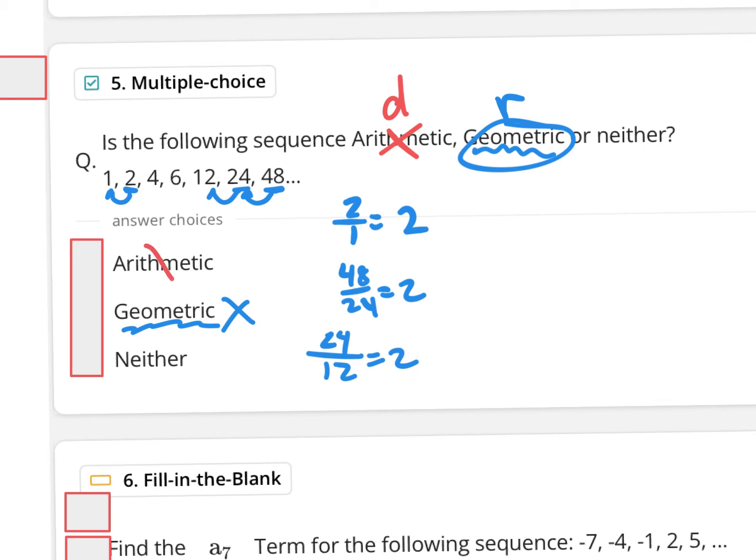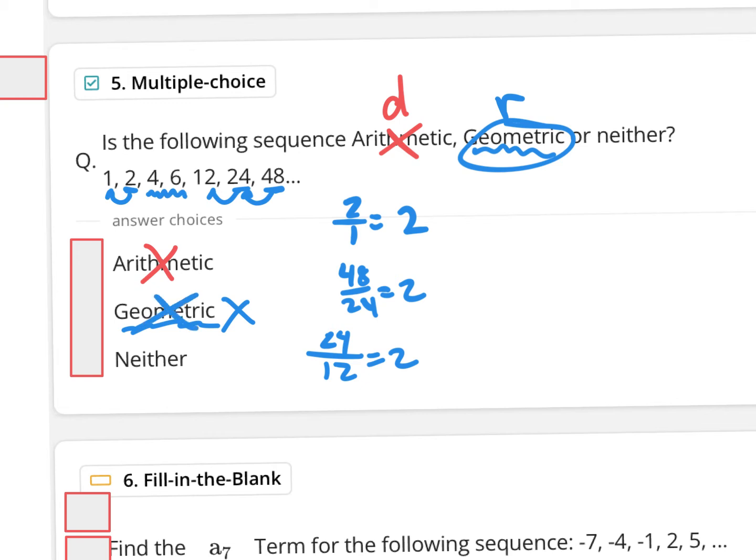Okay, we already know arithmetic's wrong, but geometric is also wrong because the key word is common. It has to be a common ratio. Now, what does common ratio mean? It means that it exists between all of its terms. If you focus on 12 divided by 6, that's also 2, but 6 divided by 4 is not 2. So because of the 4 and 6 right here, that's what messes this whole thing up.